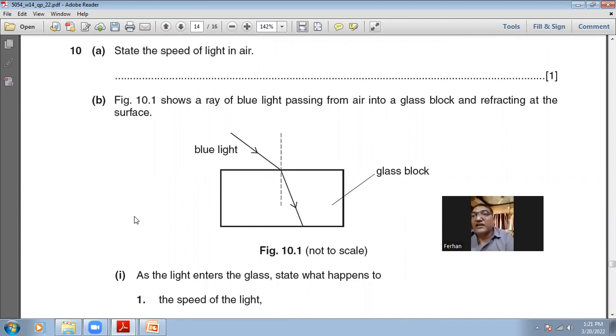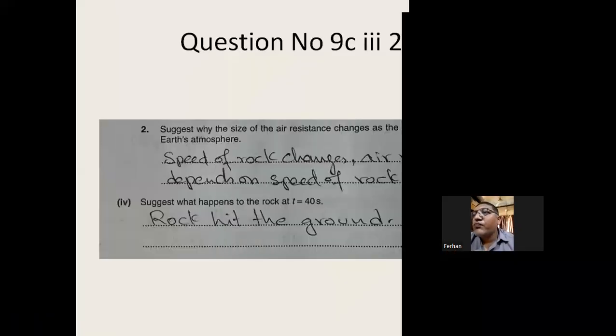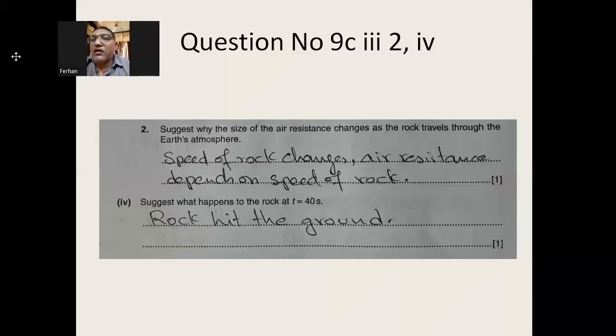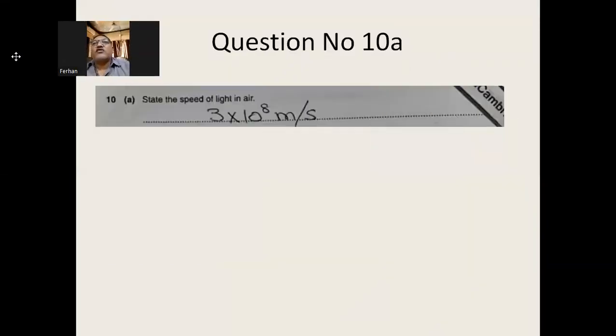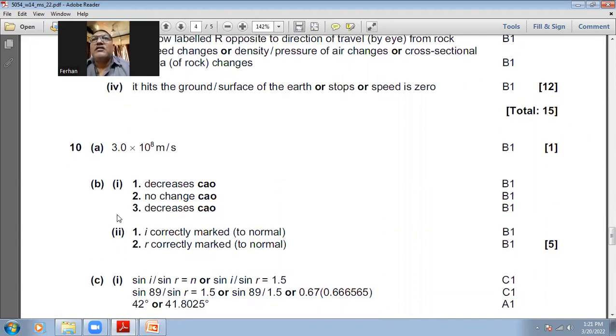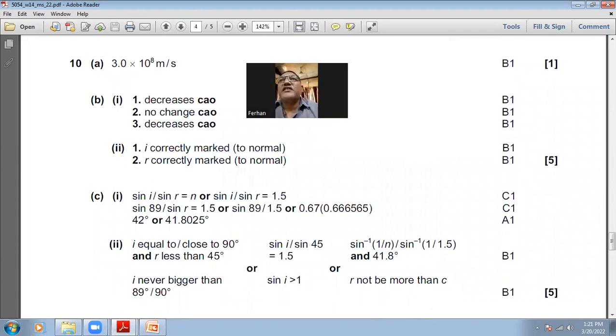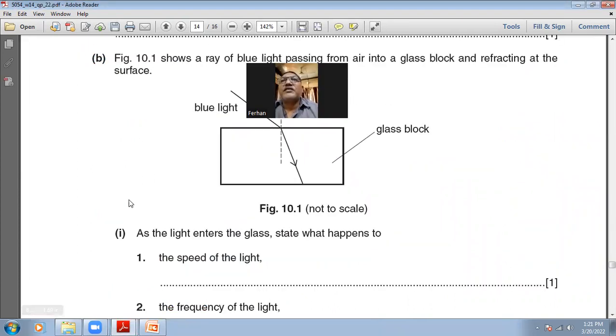This number has been tested many times. What is the speed of light in air? That is 3 × 10^8 meters per second. So remember this. Okay, so let me show you. So the speed is 3 × 10^8 meters per second. So here we go. The answer is right. Okay, so we are going to the next question.